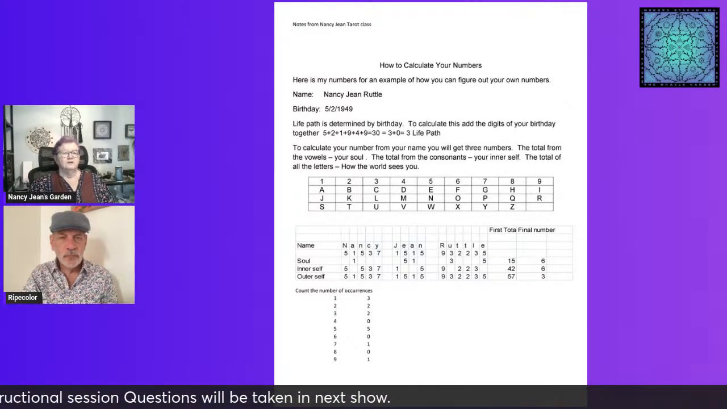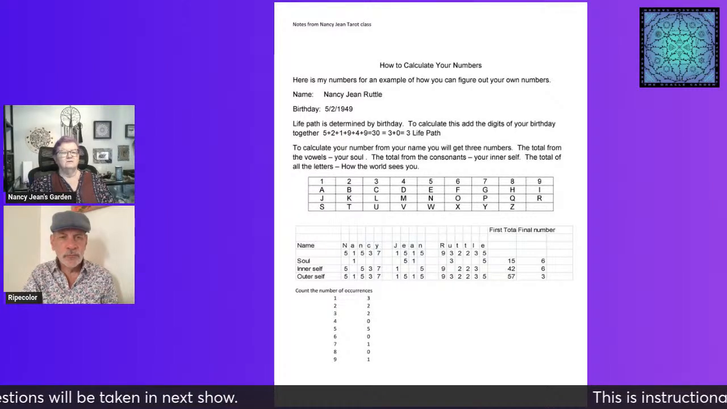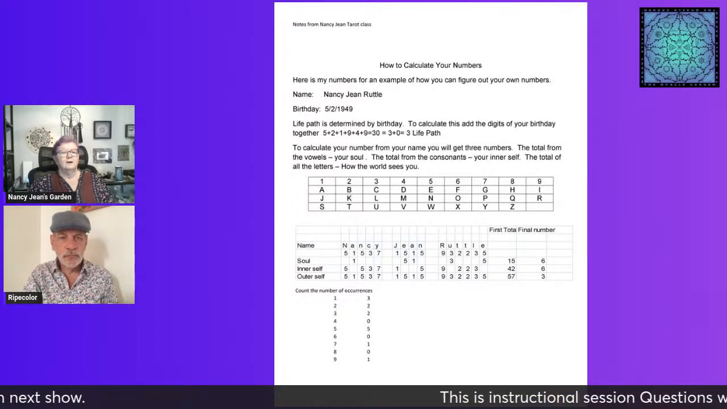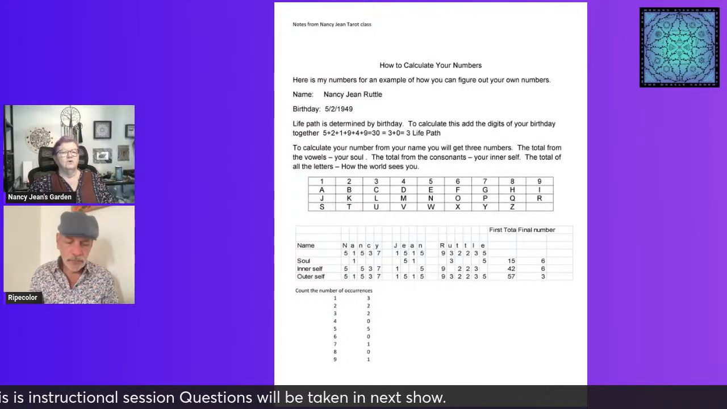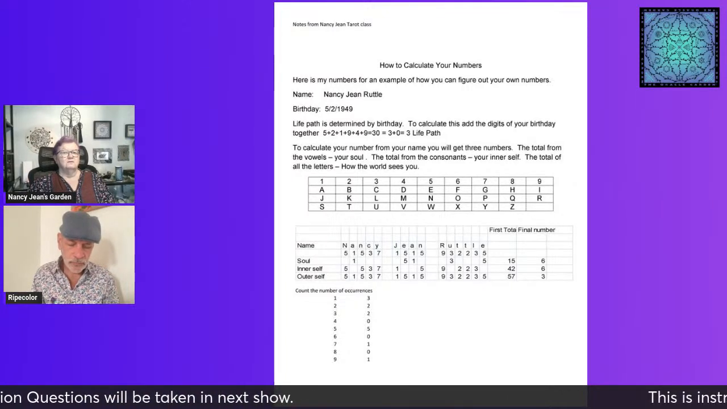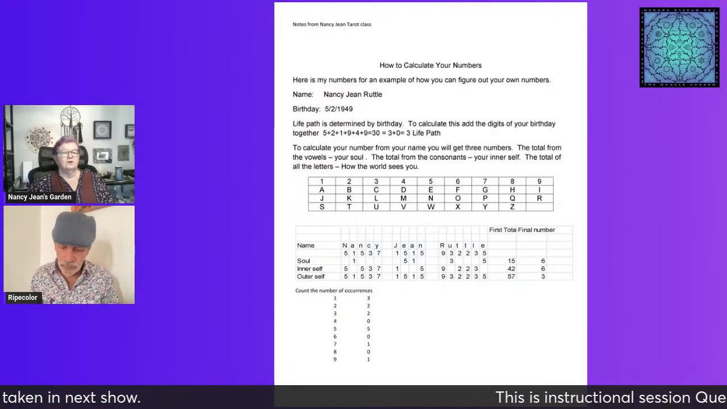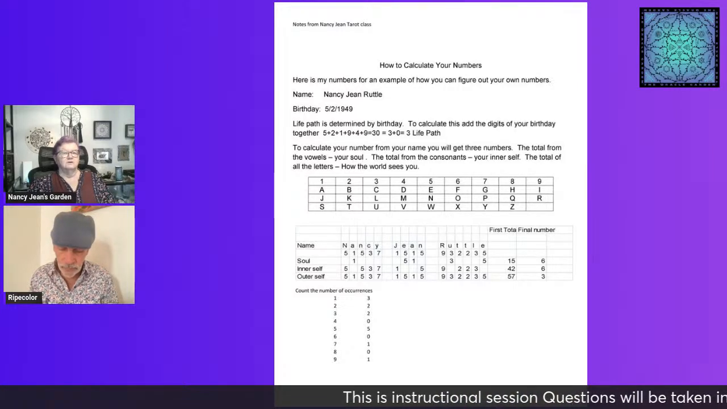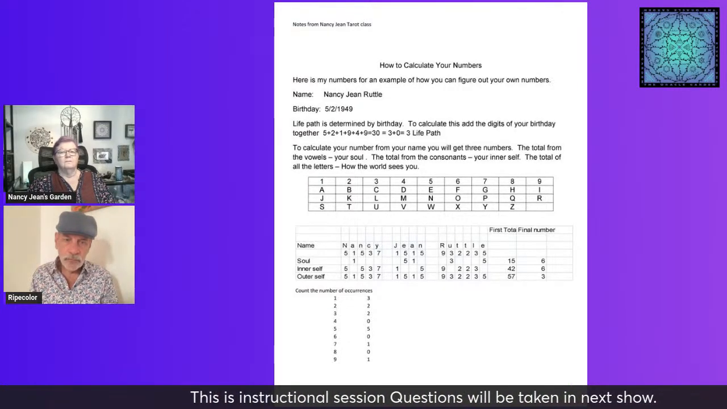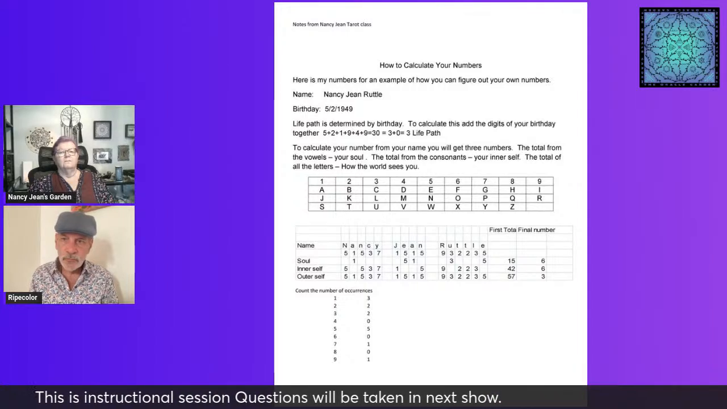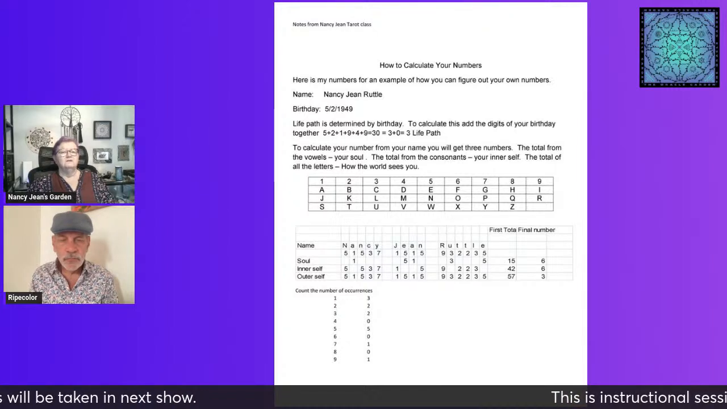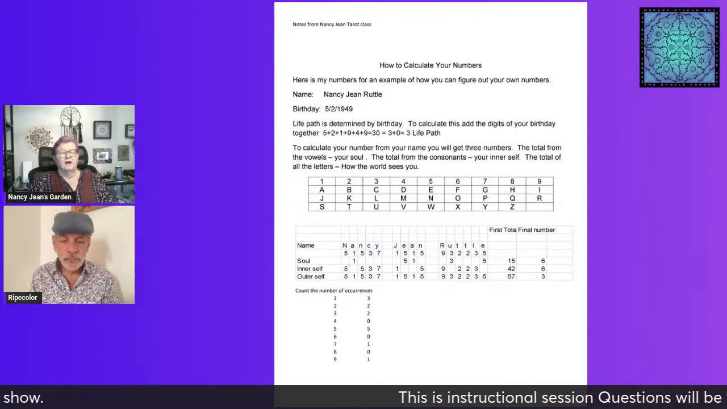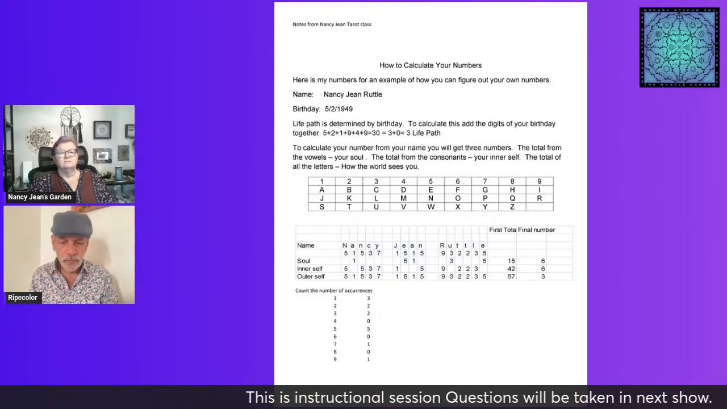So then what you write out is your whole name. In this case, now you know more about me than most people do. My maiden name was Nancy Jean Ruddle. And you calculate that all out. This is how you do your soul and your outer expression and your inner expression. You take all these numbers and you add them across. And in my case, I have a 6.